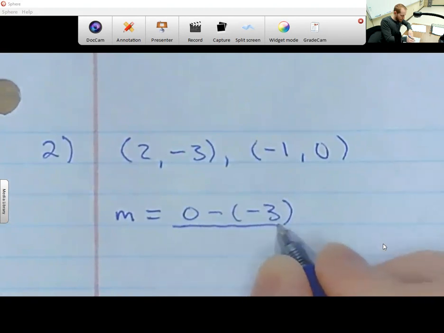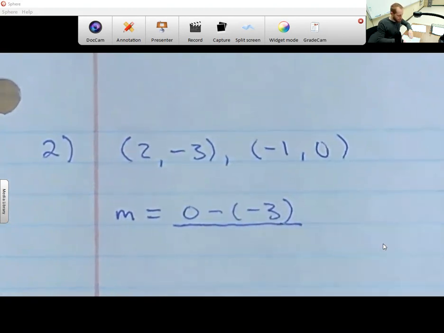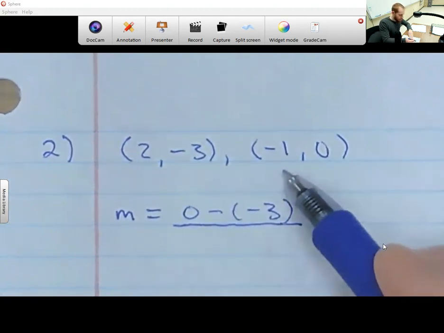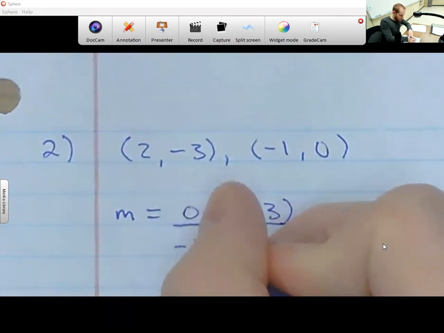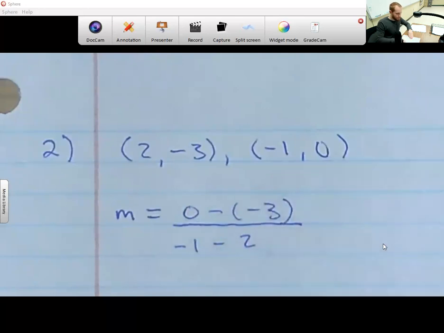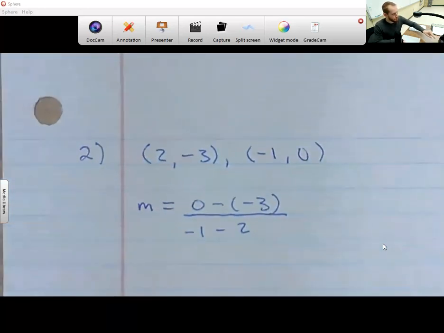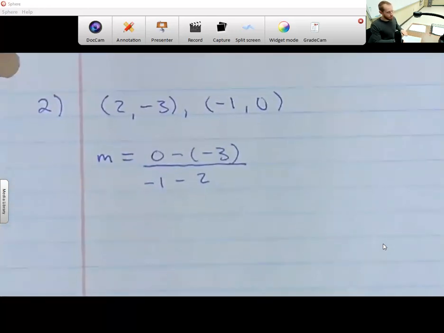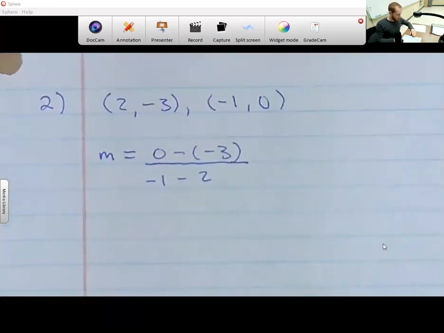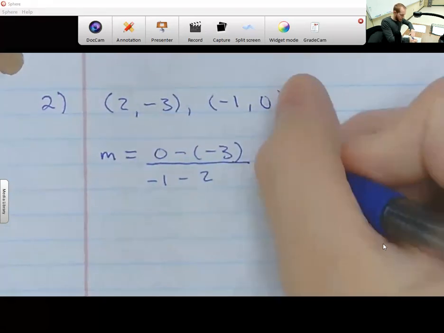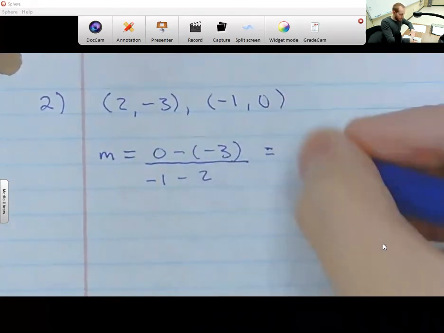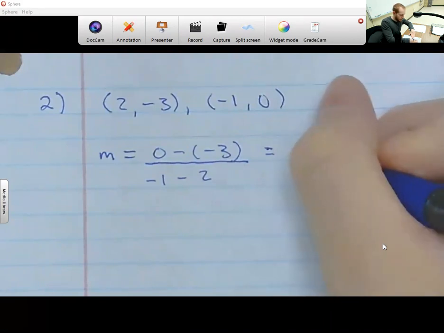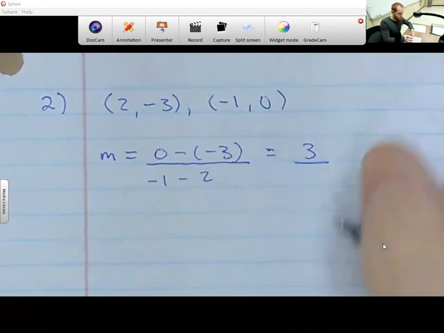Then on the bottom, I have to subtract my x coordinates. That's going to be negative 1 minus 2. Okay. So now I've got all the numbers where I need them to be. I just need to simplify it a little bit. So on the top, this is actually going to give me a positive 3 because the negatives are going to cancel out, leaving me with a positive 3.